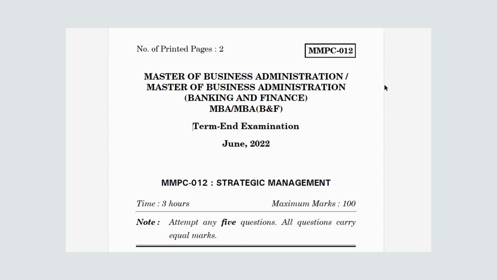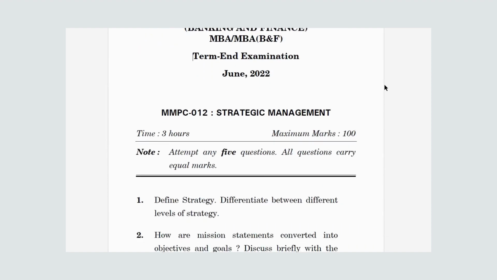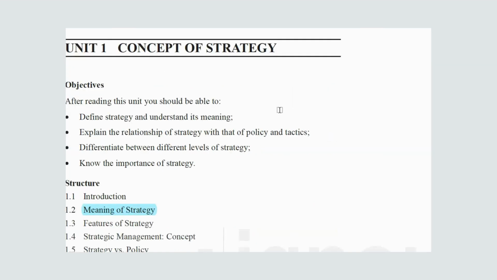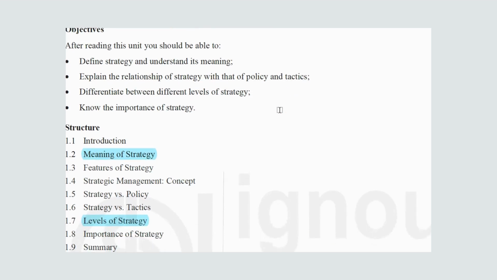Today, let's discuss the paper term and examination of June 2022 for MMPC-012, that is for strategic management. Okay, so let's see one by one all the questions. The first one is: define strategy, differentiate between different levels of strategy. This topic we can find in our text Unit 1, Concept of Strategy. In this unit we can see what is strategy, its meanings, features, and then the different levels of strategy.